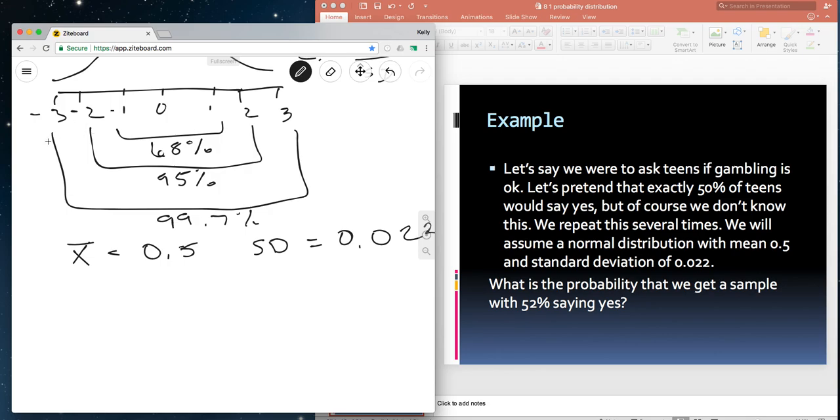Alright, it says, what's the probability that we get a sample with 52% saying yes? So that means our x is going to be, instead of 52, we're going to write it as 0.52.